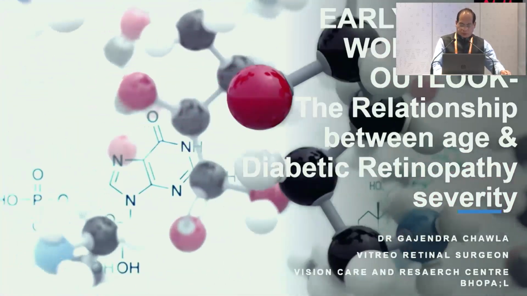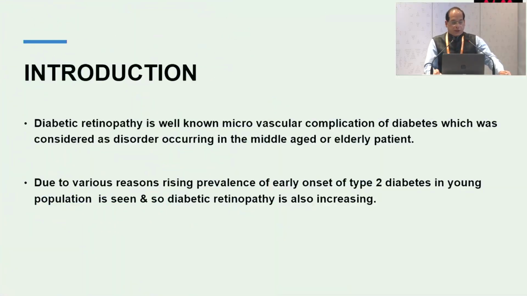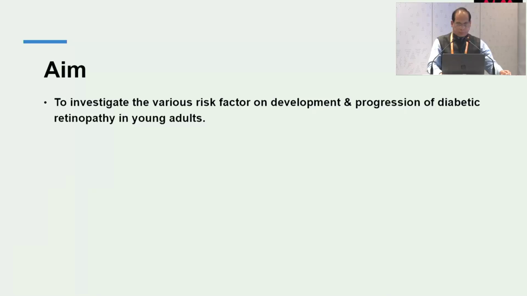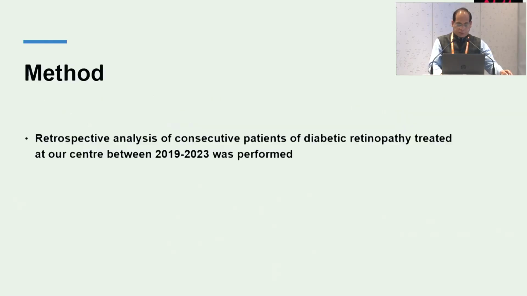I'll be talking about the early onset and the relationship between age and severity of diabetic retinopathy. Diabetic retinopathy is a well-known microvascular complication of diabetes, which was considered a disorder of middle-aged or elderly patients. Due to various reasons, a rising prevalence of early onset type 2 diabetes in the young population is seen, and so diabetic retinopathy is also increasing. Our aim was to investigate the risk factors for the development and progression of diabetic retinopathy in young adults.